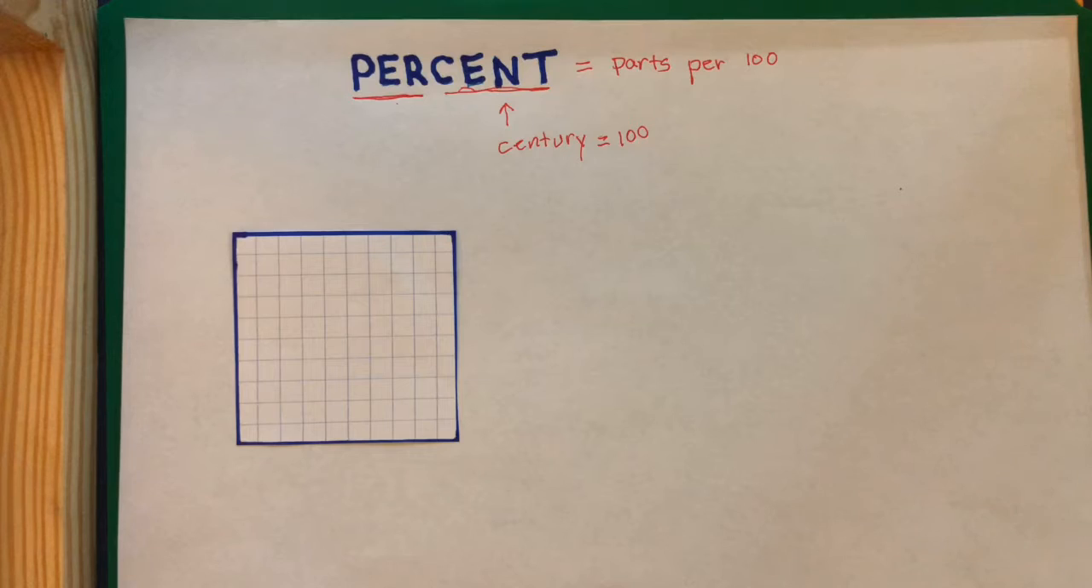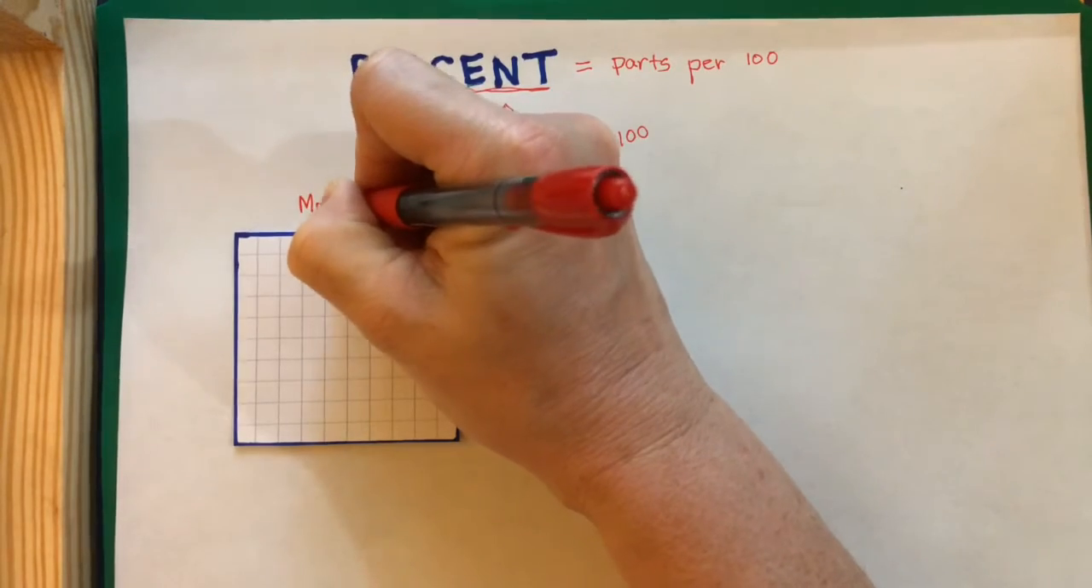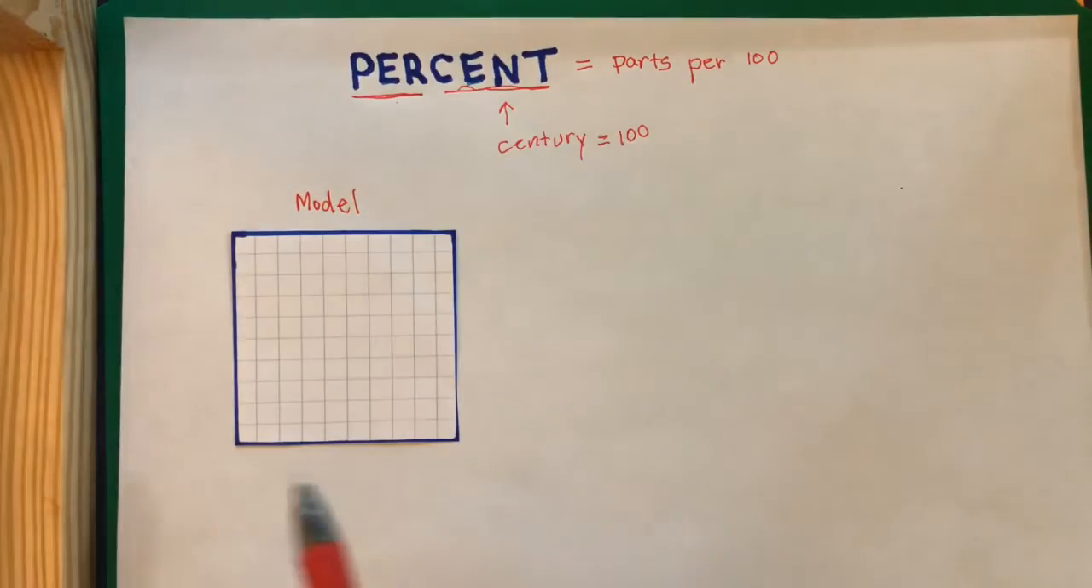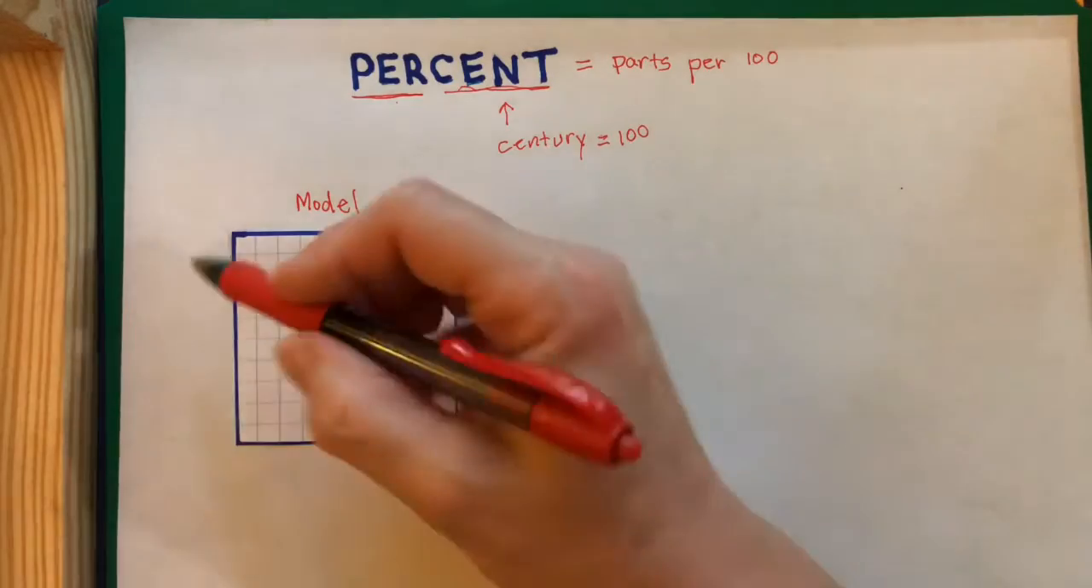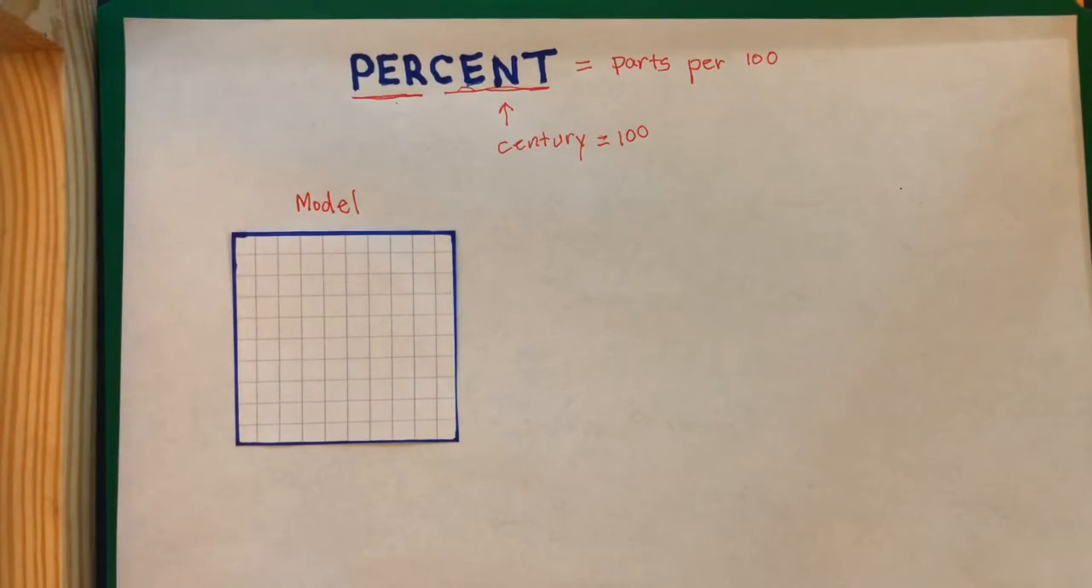Okay, we can look at percents using an area model. So here's our model, and what I have done is I have just cut out a 10 by 10 square. It's 10 this way and 10 this way from a piece of graph paper. And you can draw one yourself, or you can use a piece of graph paper to draw it. Either one will work. And what I can do, let's say I have 30%.